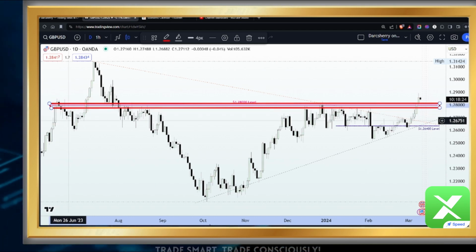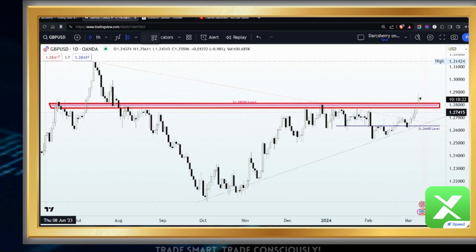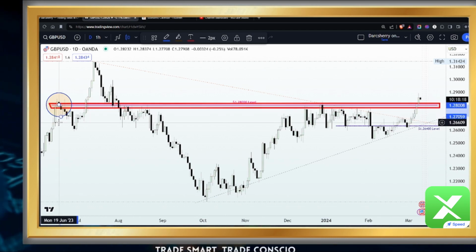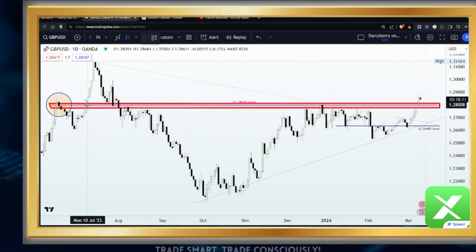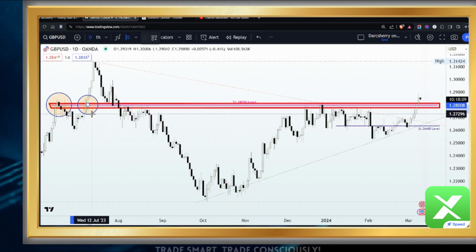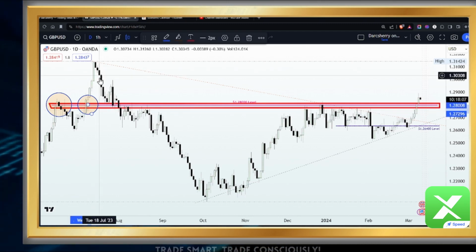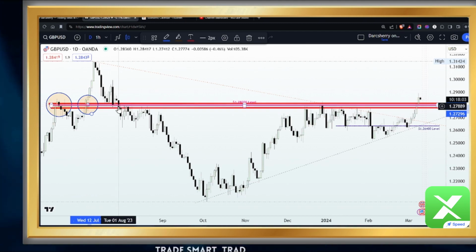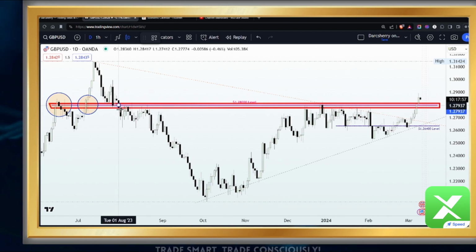Now look at what happened here in the month of June. We saw how this area was a strong selling niche. As you will see here, every attempt by buyers to break through was met with strong resistance from the sellers. And at some point in the month of July, we finally saw price break out of that structure as buyers gained some traction. Then a month later, we saw price drop back below the 1.2800 area.